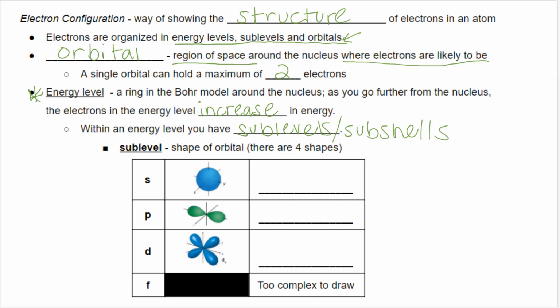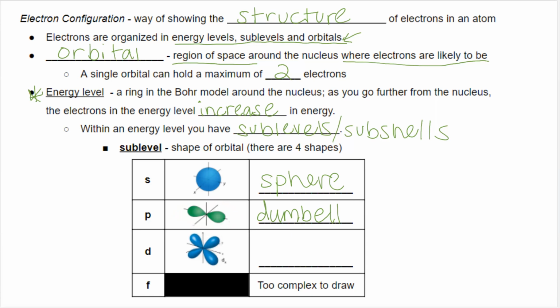So we have 4 shapes of orbitals, 4 types of sublevels. We have the S sublevel, which is a spherical shape. Okay. Then we have the P sublevel, which we call a dumbbell shape, kind of like the weights you might lift at the gym. It kind of sort of looks like a weight you might lift at the gym. Maybe not exactly, but close enough. You see where they might get the idea that it looks like a dumbbell.